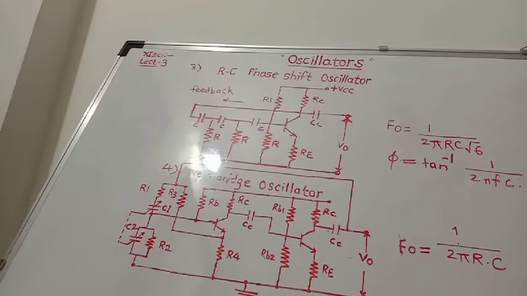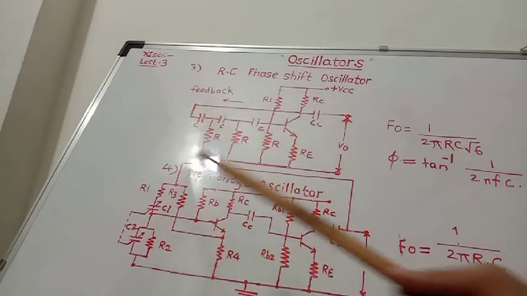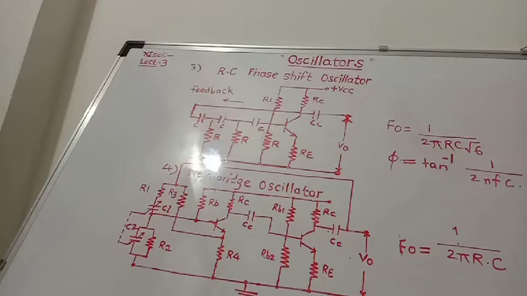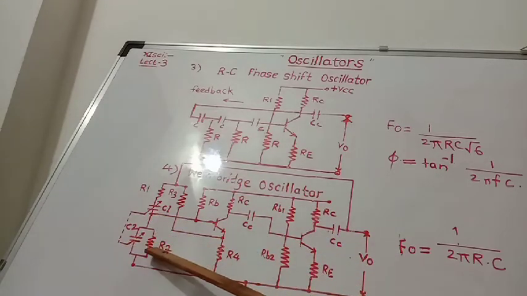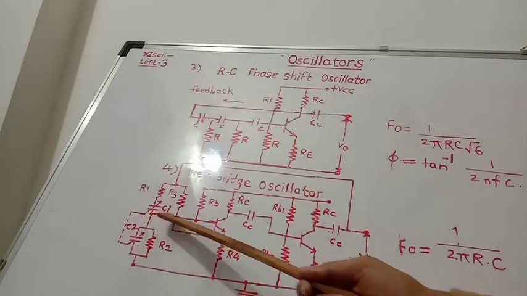The output of the second stage of the amplifier is given to the feedback network, that is, to the RC circuit, and the voltage across the parallel combination of C2 and R2 is given as input to the first stage.